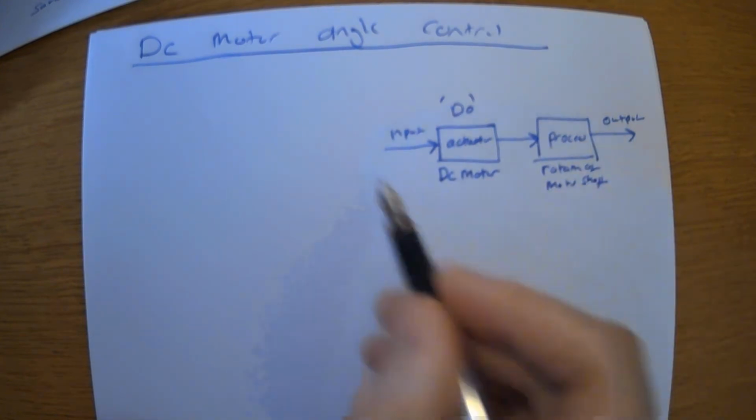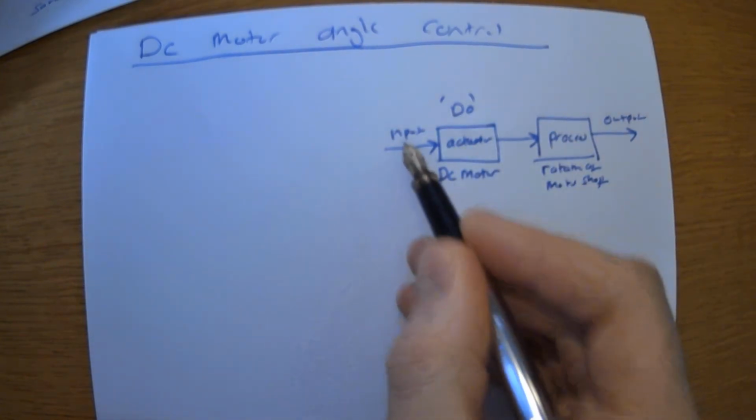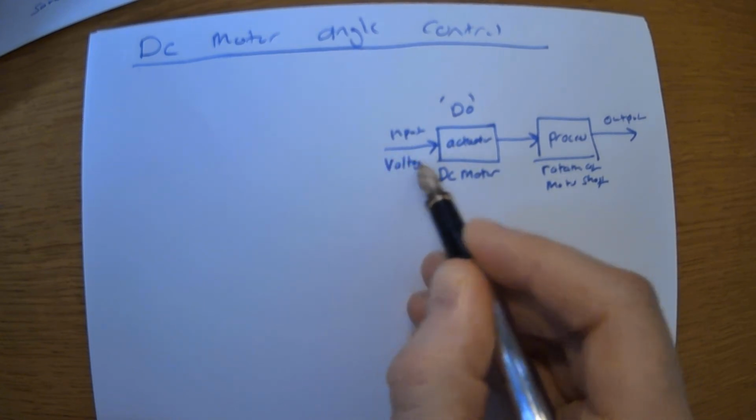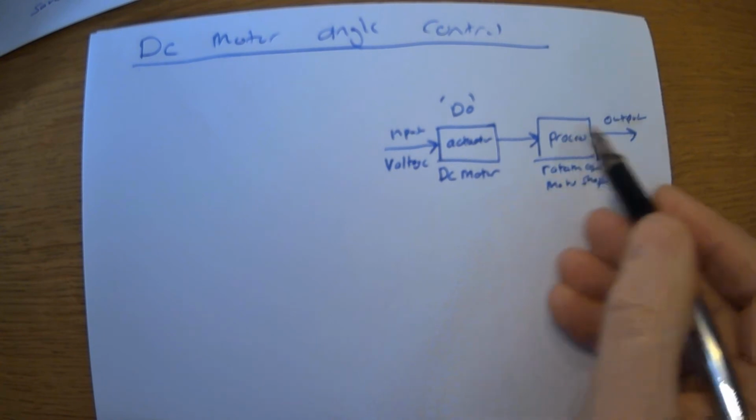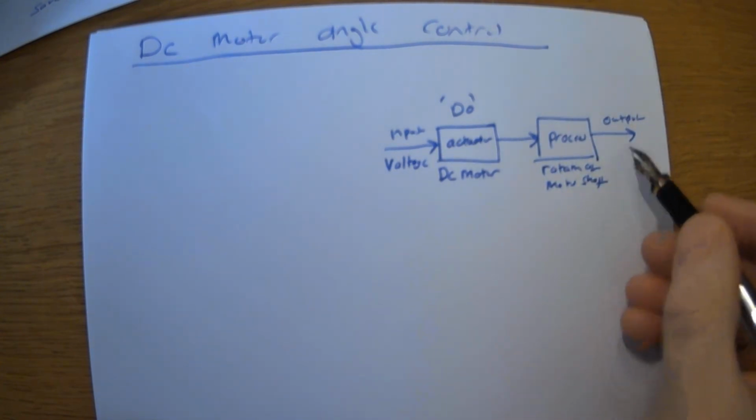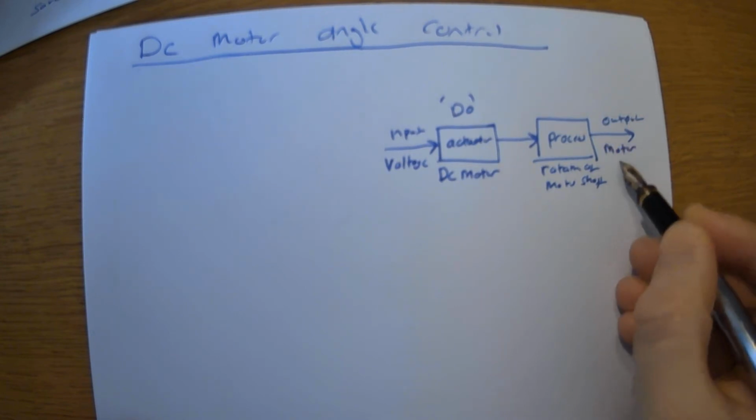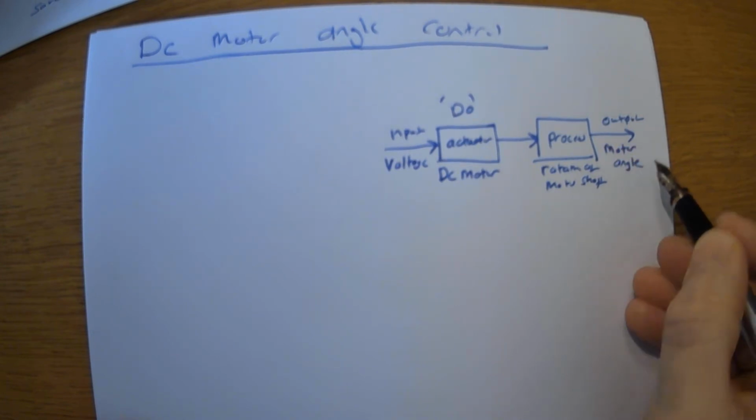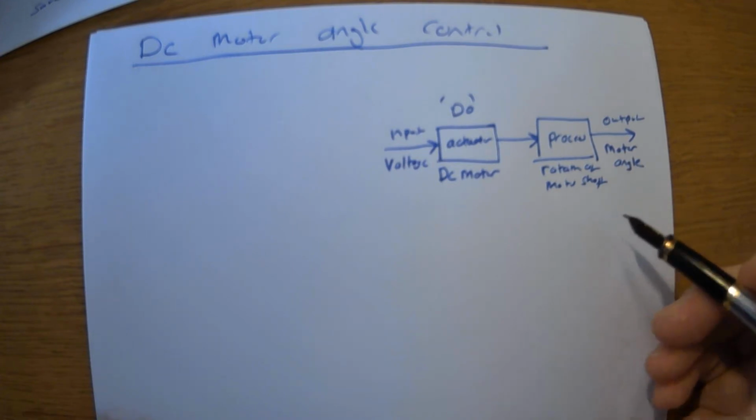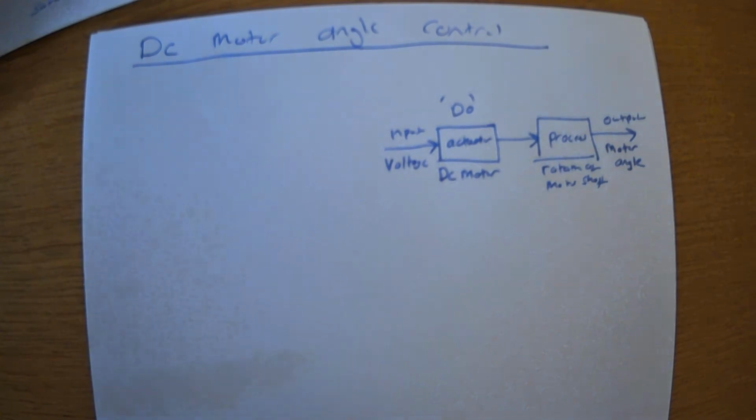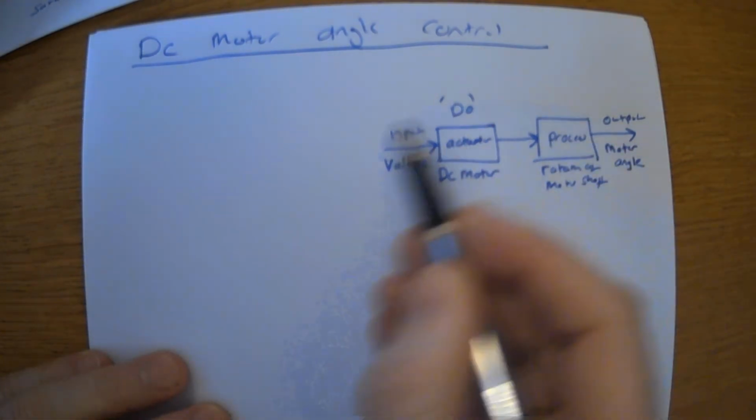Okay, so in terms of the open loop system, the input to the DC motor, if you know anything about DC motors, is going to be a voltage. So I'm going to supply it with a voltage, and that's going to then create the process, i.e. the rotation of the motor shaft. And then the output is going to be, we'll call it, motor angle. Right, so that pretty much there is your open loop system. Does that make sense so far? Yeah. If there's any questions, I'll answer them at the end. So that's your open loop system.